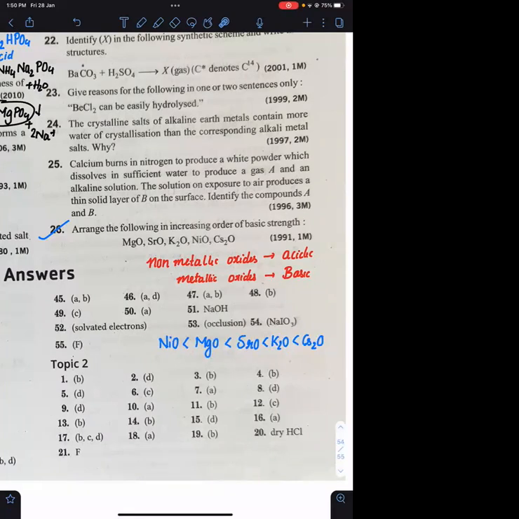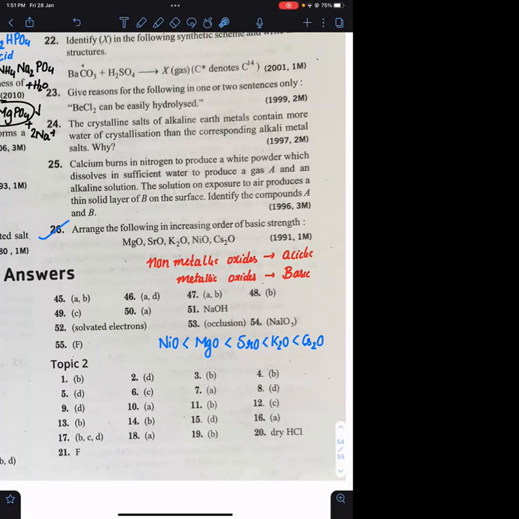And down the group, what happens to metallic nature? It increases. As a result, SrO is more basic when compared to MgO because it is a more metallic oxide. Understood? And these two are more metallic when compared to group 2 elements. Between K2O and Cs2O, Cs will be more metallic because down the group metallic nature increases. Is that clear, everyone?